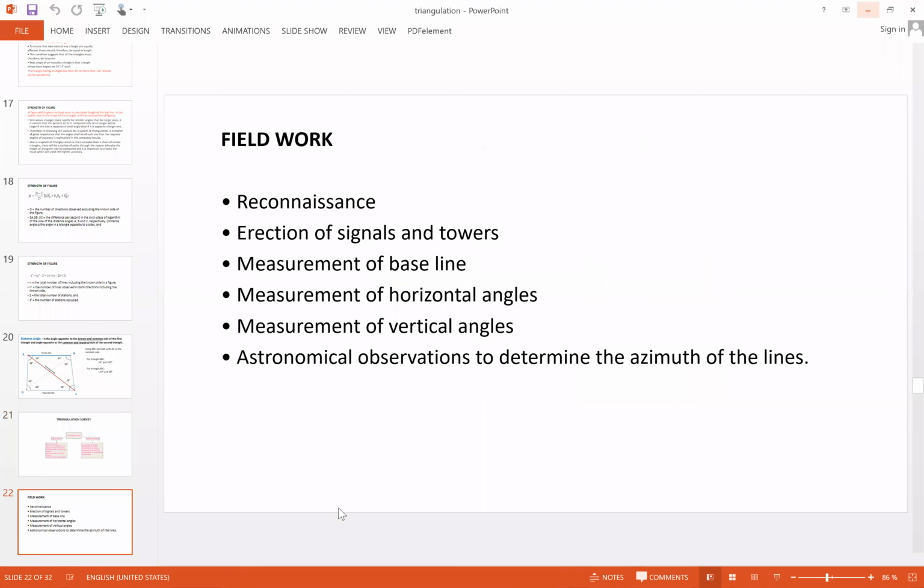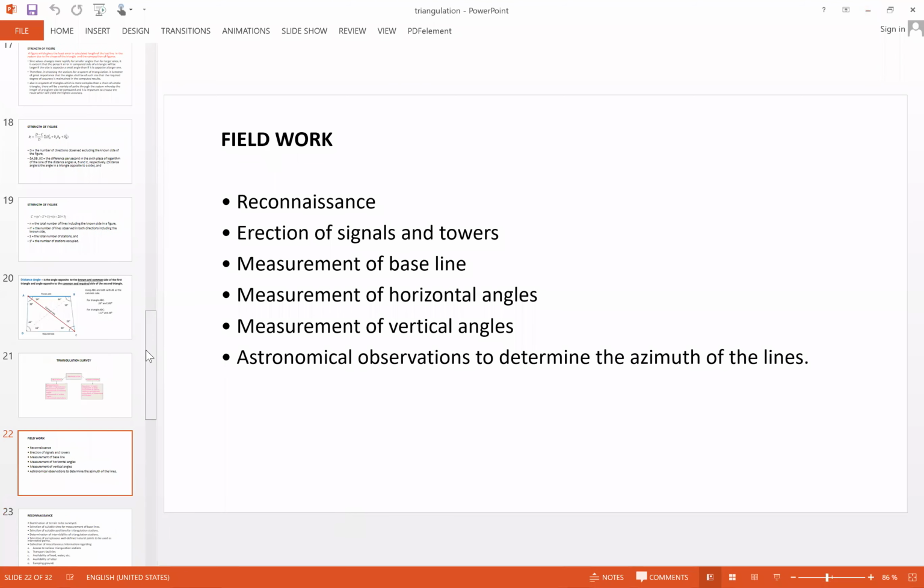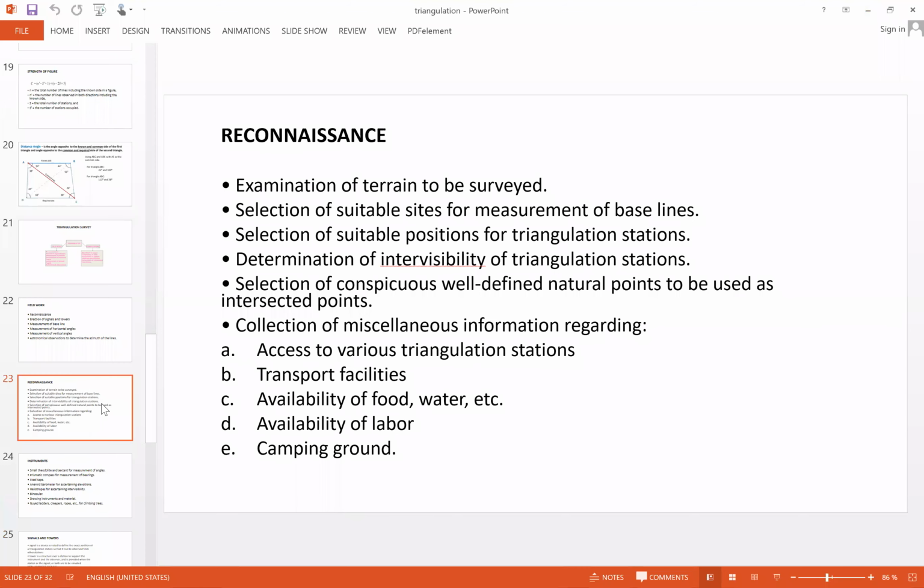So fieldwork includes reconnaissance, erection of signals and posts at your control stations, measurement of baselines, and measurement of horizontal and vertical angles. Then we can perform astronomical observations to measure the azimuths of the lines. We have already discussed azimuth, the angle from north. You must be familiar with reconnaissance, so let's skip this and move further ahead.